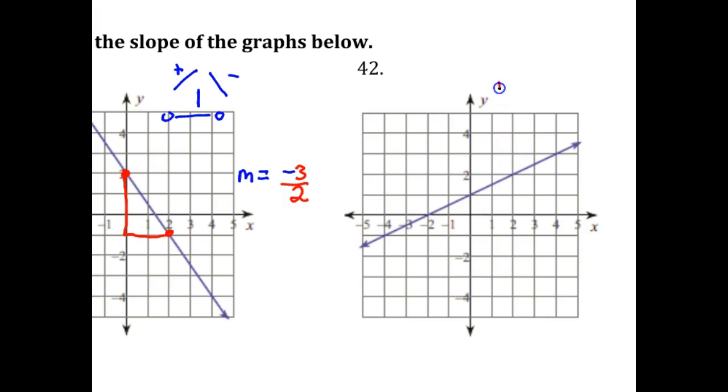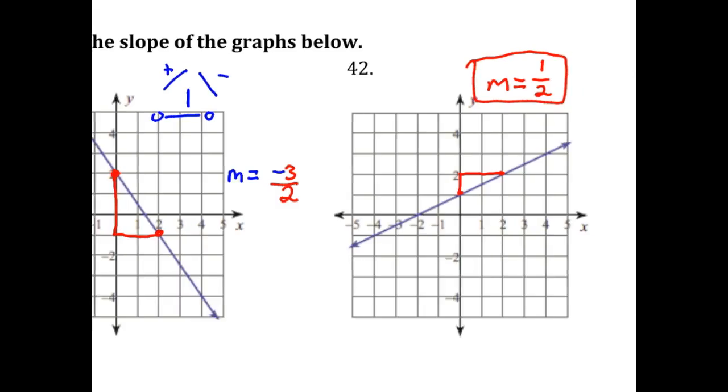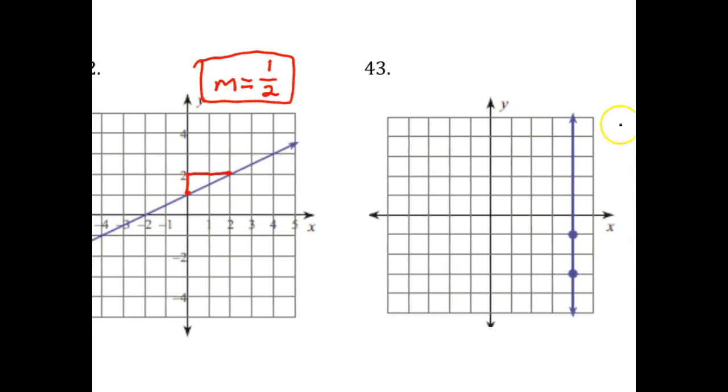This is positive, all right, because it's going up. So we have right here and right here be some good points. How about up 1 and right 2? Here we have the vertical, so that's the undefined. Vertical is undefined.